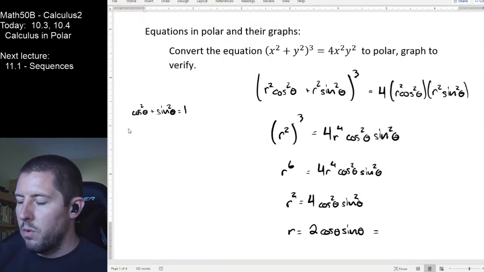So let me come back to this guy here. So this should be r equals sine of 2 theta.